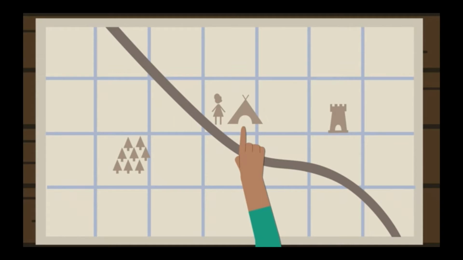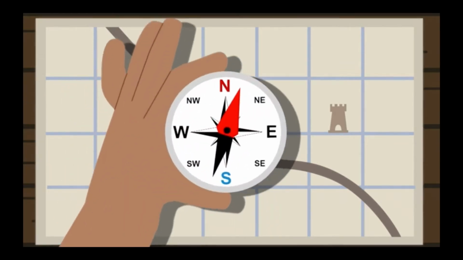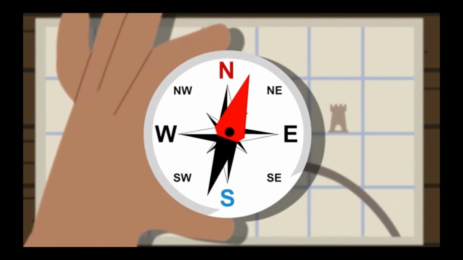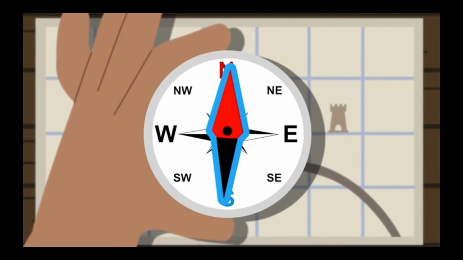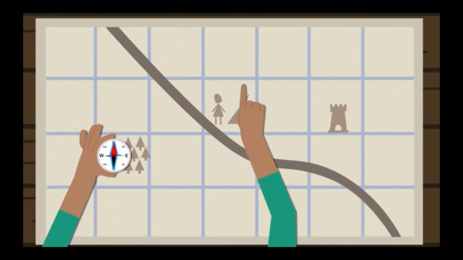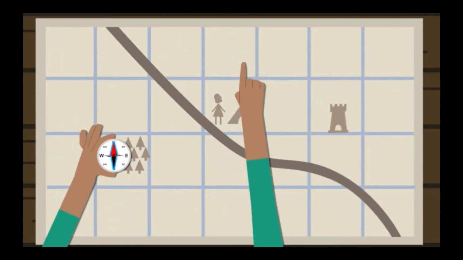First, I need to find out which direction the castle is in. For that, I'll need a compass. A compass shows 4 main directions, or points: north, east, south, and west. The thing wobbling around in the middle there is the needle. The needle always points north, and the top of the map is north.